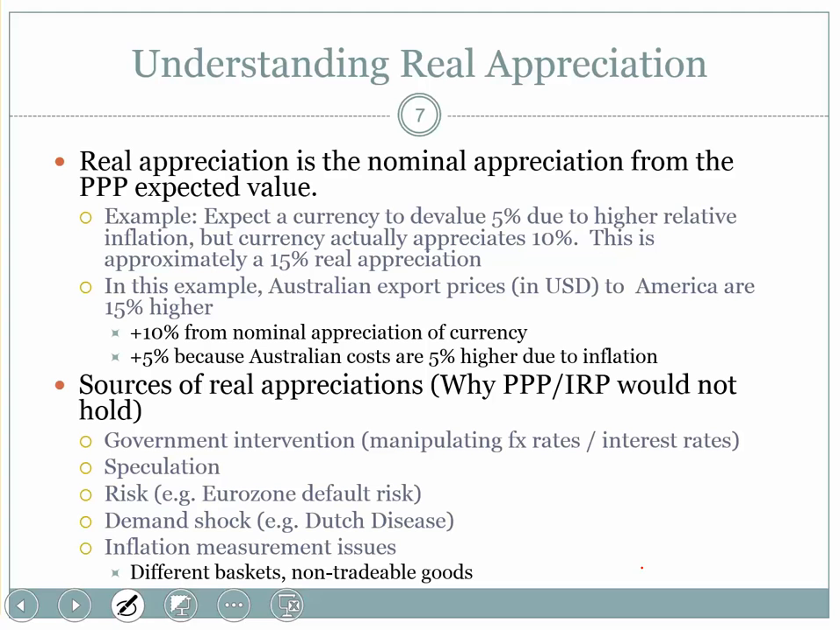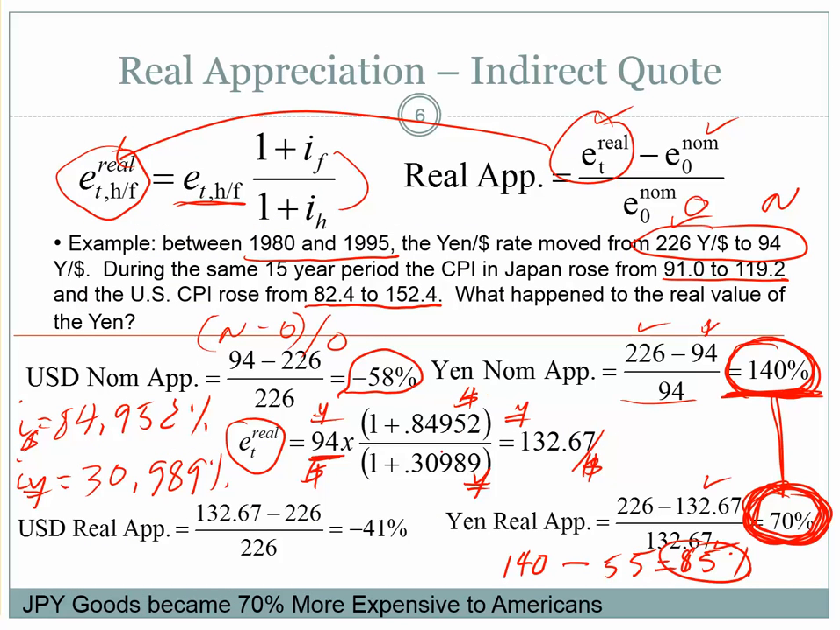So understanding real appreciations. Real appreciation is the nominal appreciation from the PPP expected. So in this case, we would expect, in this example, the Japanese yen to appreciate by about 55%. It actually appreciated by 140%. So there was a real appreciation of the currency.